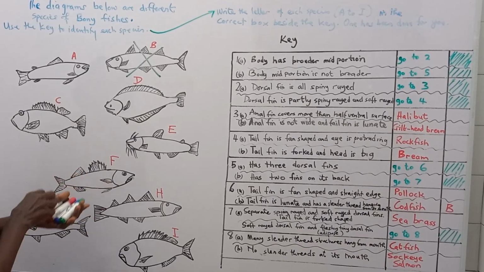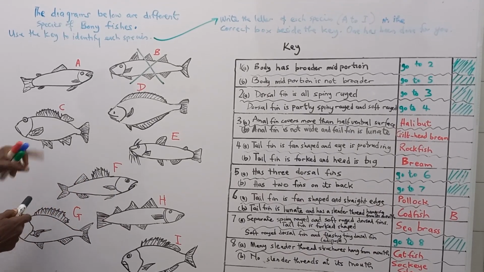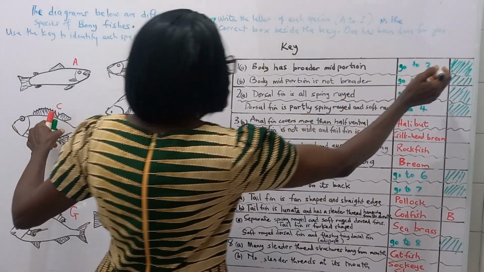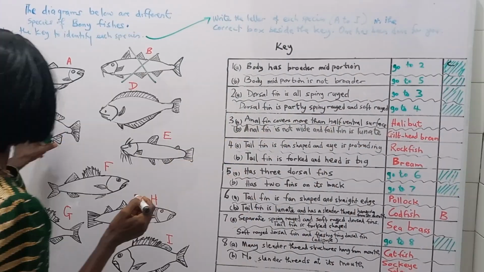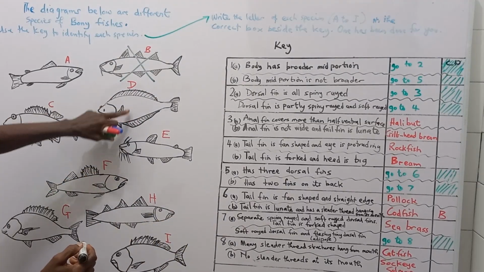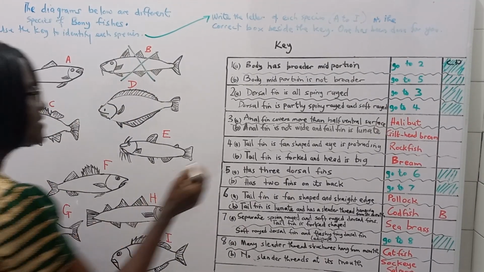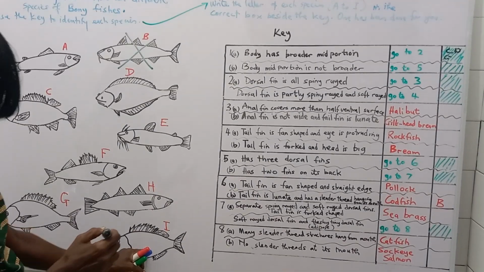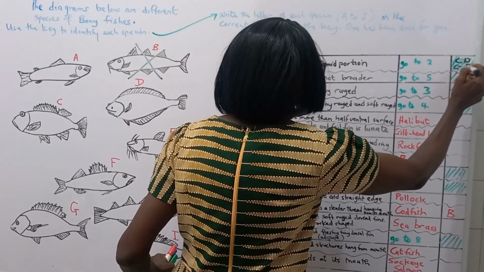Which ones have broader mid portions? If we look at it, this has a broader mid portion. So for our rough work, we are writing down C. This one too, D, also has a broader mid portion. We look through, G also has a broader mid portion. And I also has a broader mid portion. So we write them down.